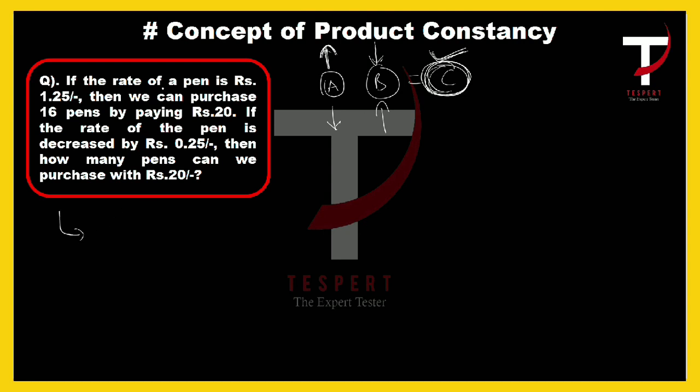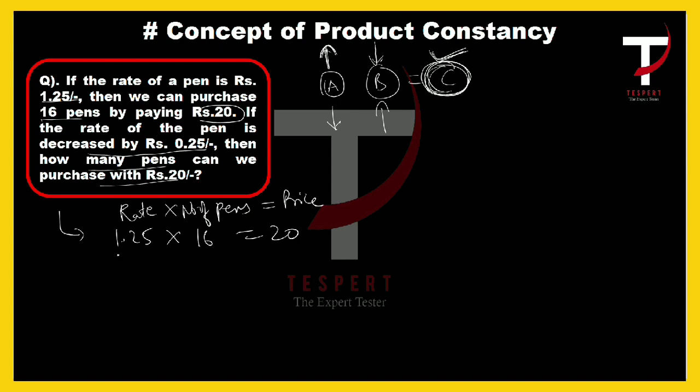If the rate of a pen is rupees 1.25, then we can purchase 16 pens by paying 20 rupees. If the rate of the pen is decreased by 0.25 rupees, then how many pens can we purchase with 20 rupees? Fine. So here rate into quantity is equal to price. What is the rate in the initial case? 1.25 into how many pens did you purchase? 16 pens. What is the price you are spending? You spent 20 rupees. So the rate of each pen is 1.25, and you purchase 16 pens by spending 20 rupees.